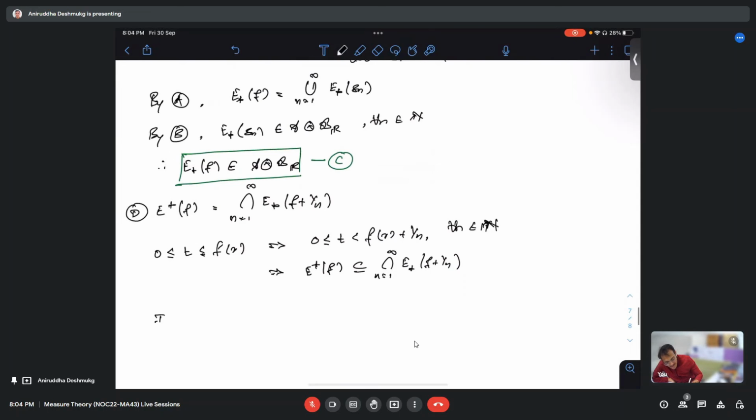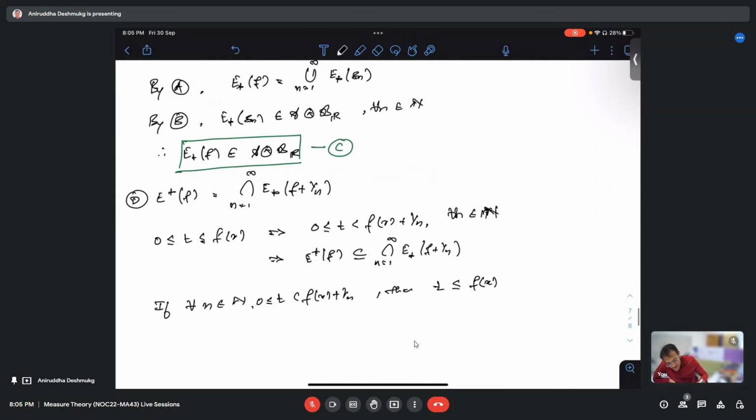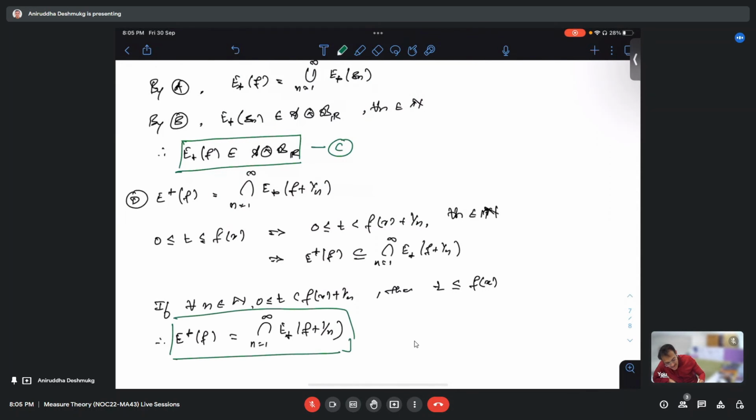On the other hand, if for every n, t is strictly less than f of x plus 1 by n, and of course it is bigger than or equal to 0, then t is less than or equal to f of x. That is because if t is strictly bigger than f of x, then we can find one n for which f of x plus 1 by n is between them. So that is not going to happen. So therefore this intersection is again contained inside E upper star f. Therefore E upper star f is equal to these intersections of E lower star of f plus 1 by n.